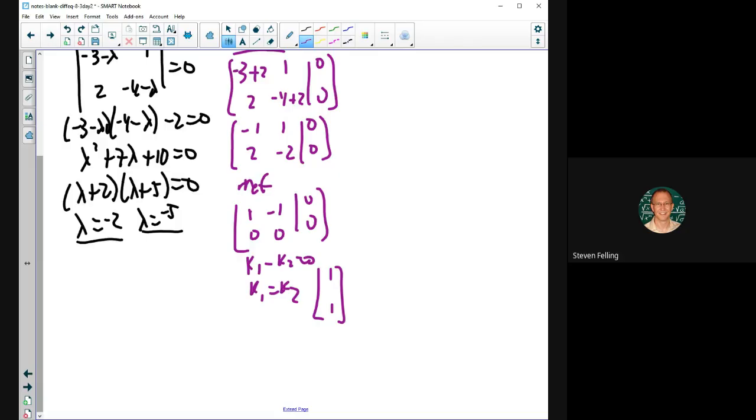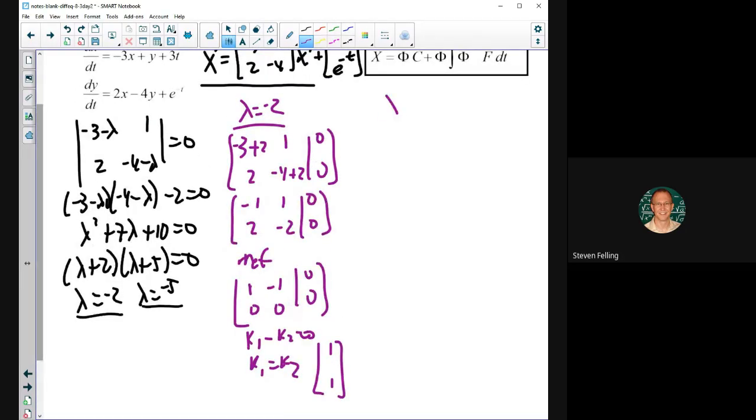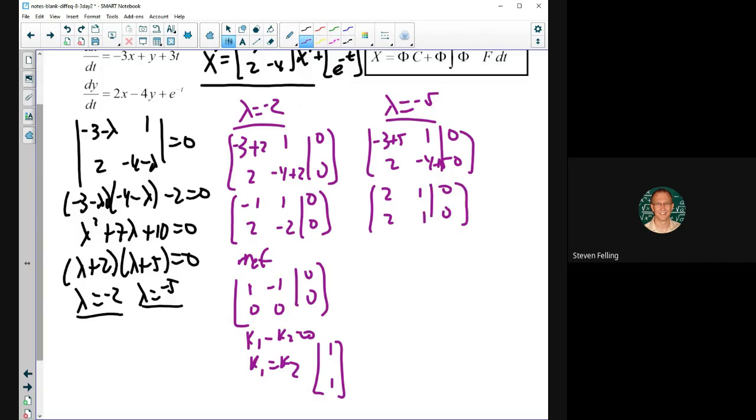Okay? And then for the second eigenvalue, -5, we'll have -3 minus -5, so plus 2, 1, 0, 2, -4 plus 5, 0, ends up giving me 2, 1, 0, 2, 1, 0. Right? So after RREF, we'll end up getting 1, 1/2, 0, 0, 0, 0. So we've got k1 plus 1/2 k2 equals 0. So k1 has to equal -1/2 k2.